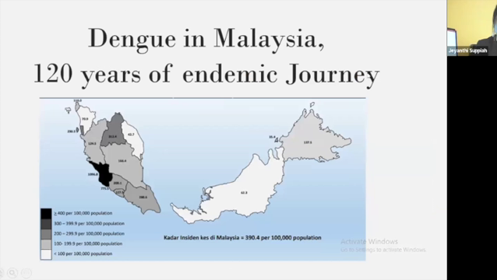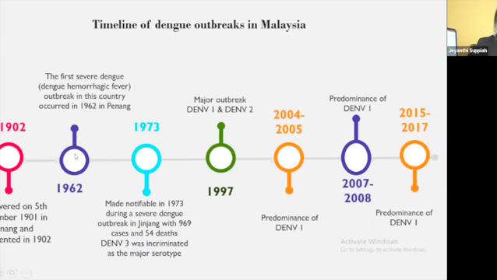How is it in Malaysia? What's the current situation? We are moving into 120 years of the endemic journey of dengue in Malaysia. Here is a timeline of dengue outbreaks in Malaysia. Dengue was first discovered in 1902 in Penang. It was discovered in 1901, but it was only documented in 1902.